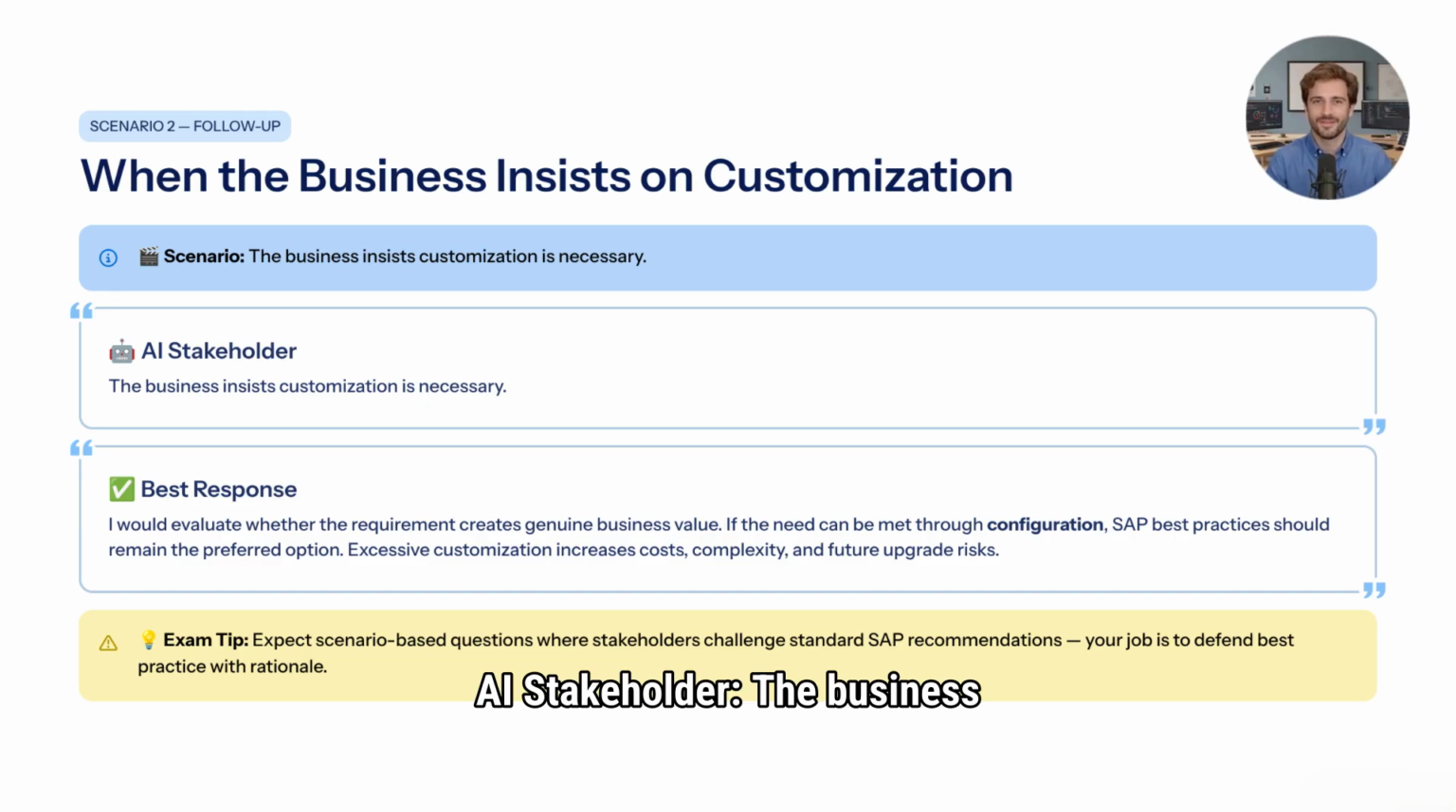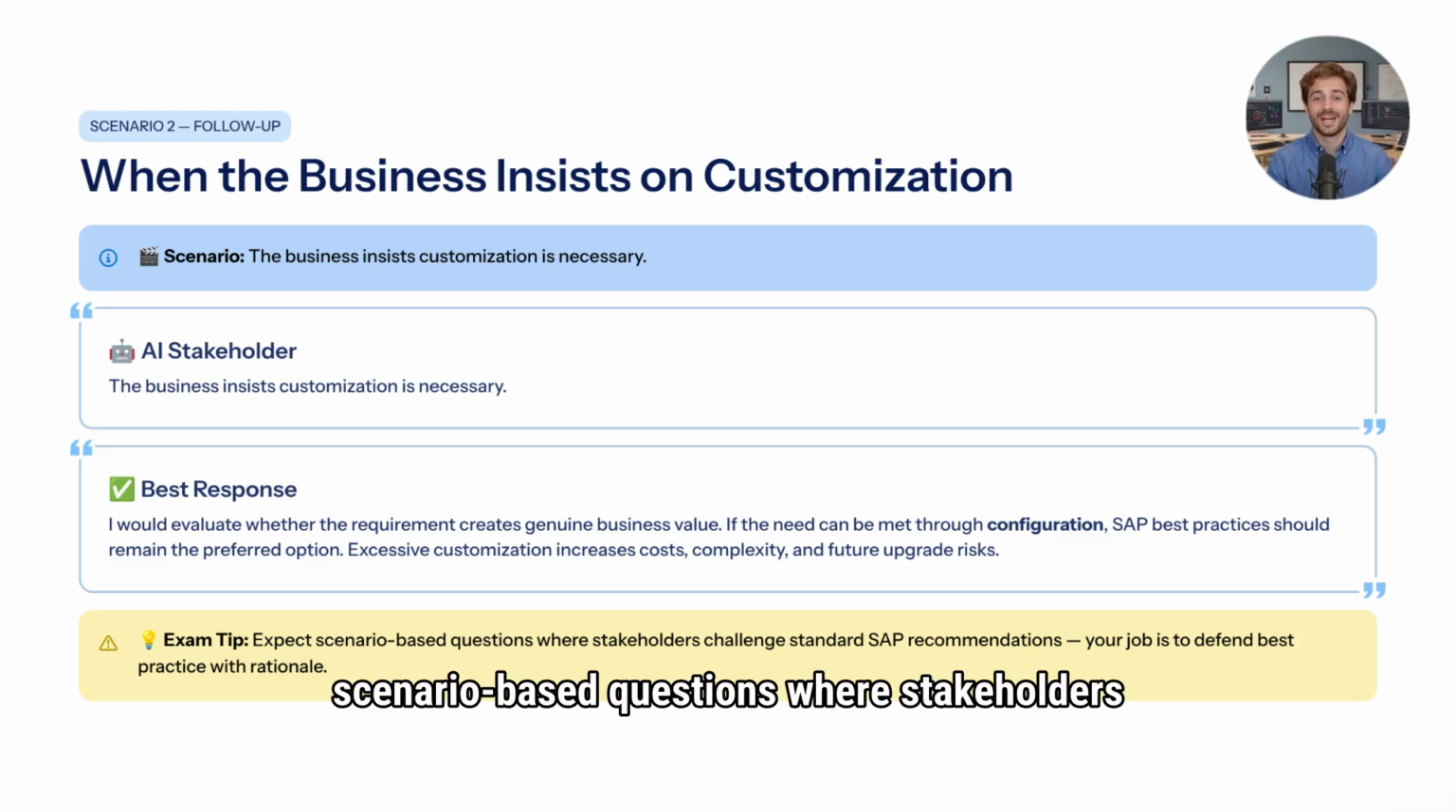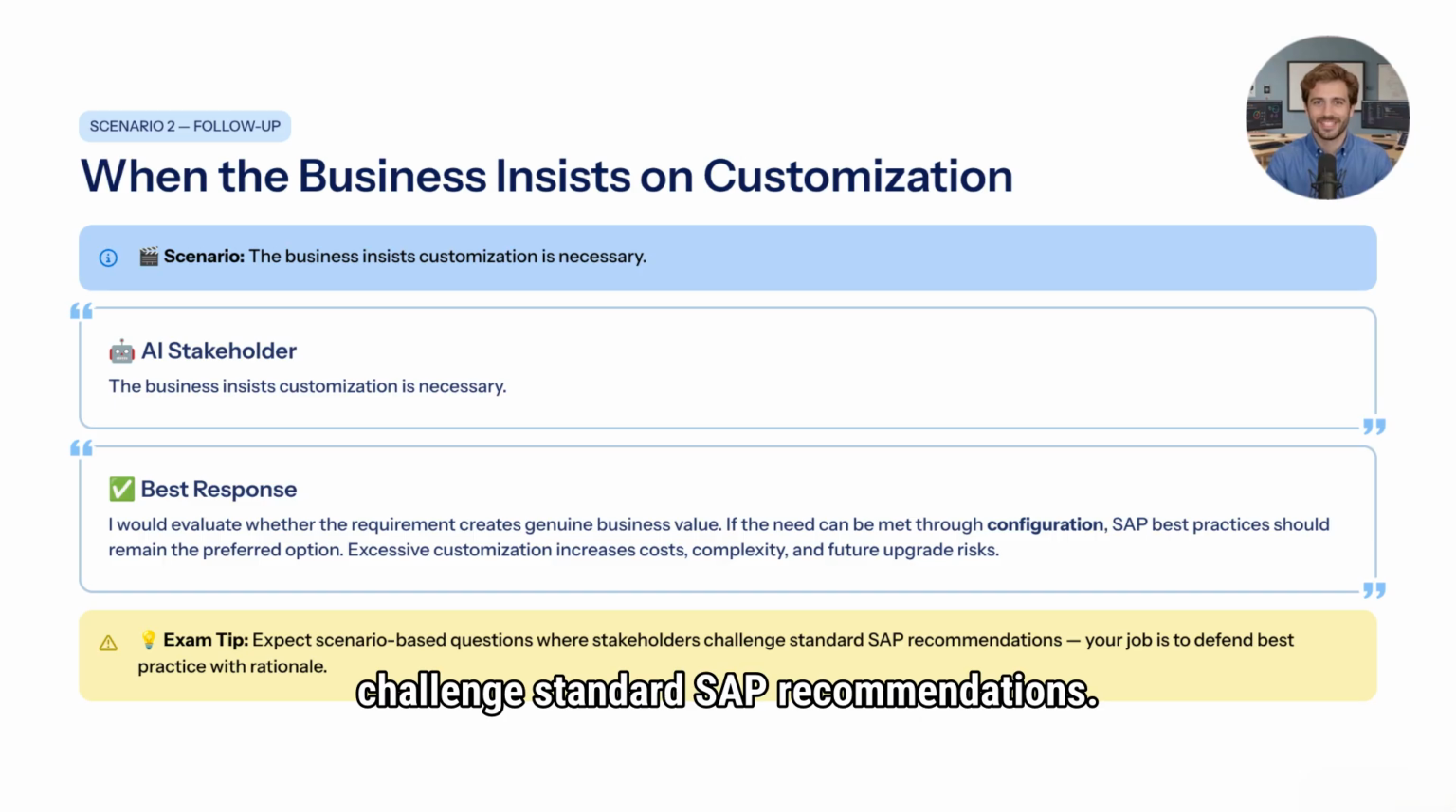AI stakeholder: The business insists customization is necessary. Candidate response: I would evaluate whether the requirement creates genuine business value. If the need can be met using configuration, SAP best practices should remain the preferred option. Excessive customization can increase costs, complexity, and future upgrade risks. Exam tip: Expect SAP scenario-based questions where stakeholders challenge standard SAP recommendations.